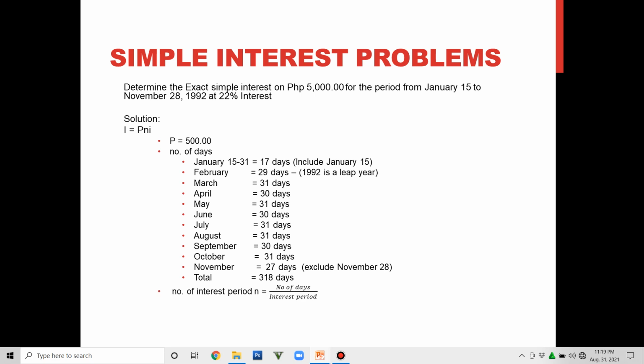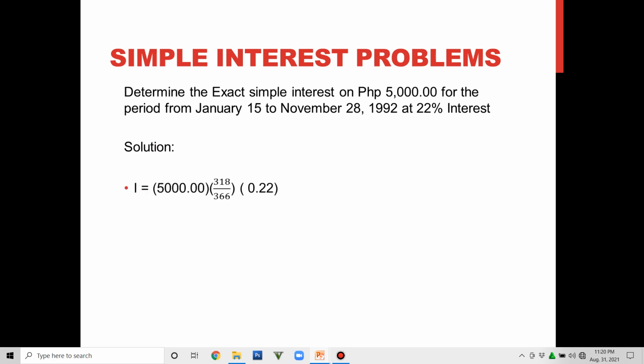With that, we can now derive the interest period N is equal to number of days all over interest period. So exact should have 366 days because this is a leap year. 1992 is a leap year. Okay, so just have to continue with our solution. Just substitute that one, 5,000 times 318 all over 366 times 22%. So we'll have a value of 95.74 pesos.